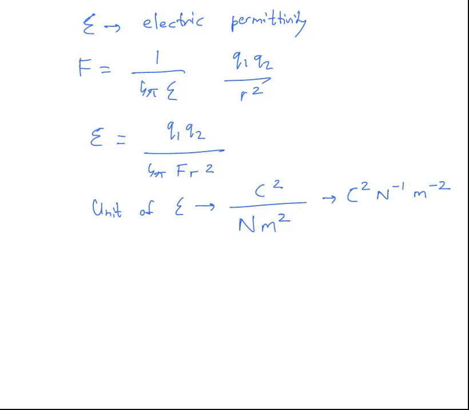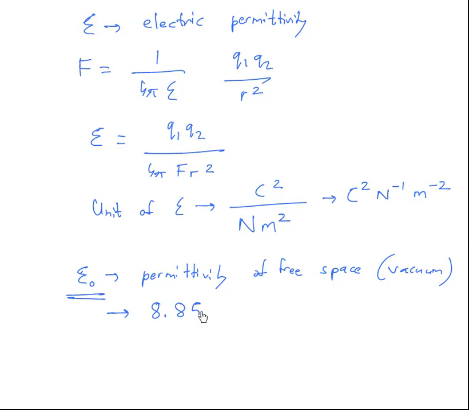Now, there is one standard permittivity whose value we should be aware of, and that is the permittivity of free space, that is vacuum. This permittivity is denoted by epsilon naught. The value of this epsilon naught is given as 8.85 into 10 raised to -11 Coulomb square, Newton raised to -1, meter raised to -2.